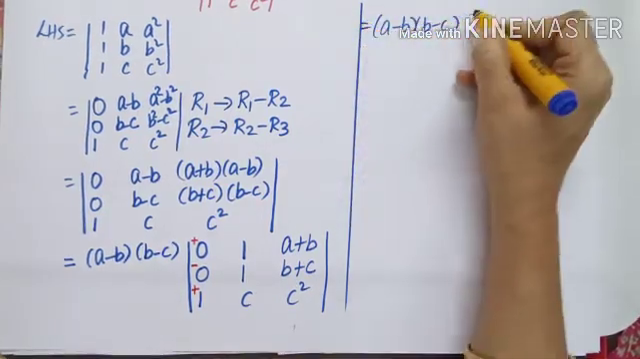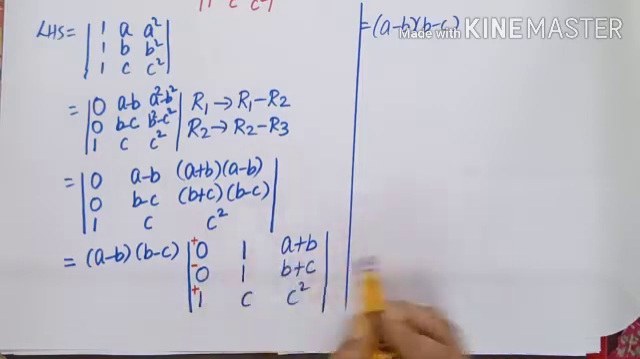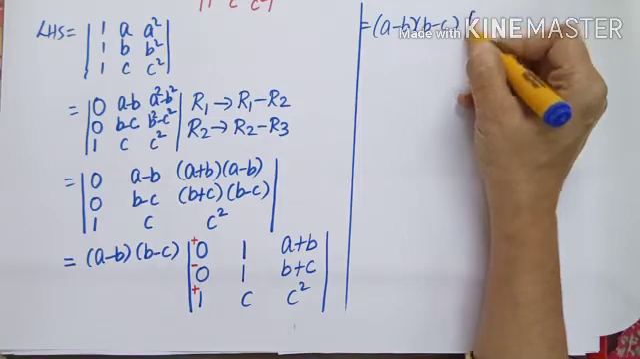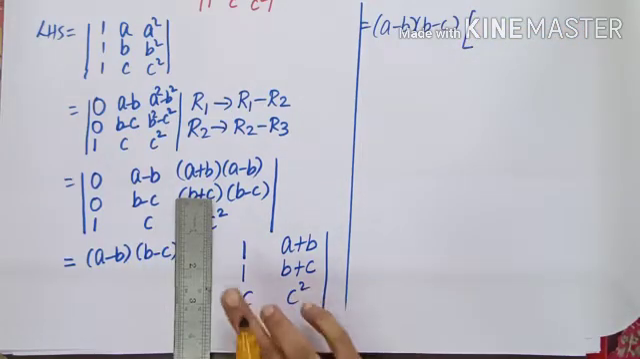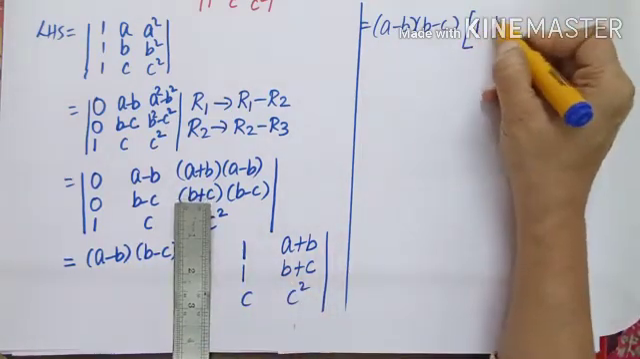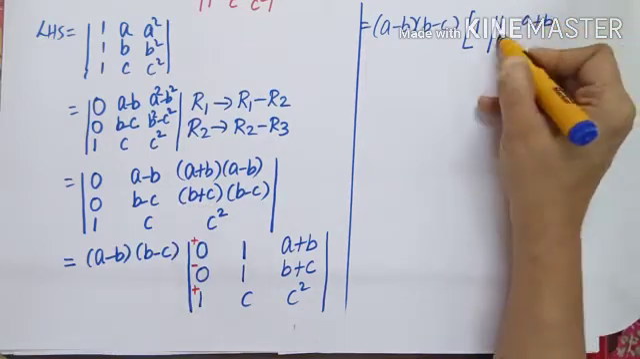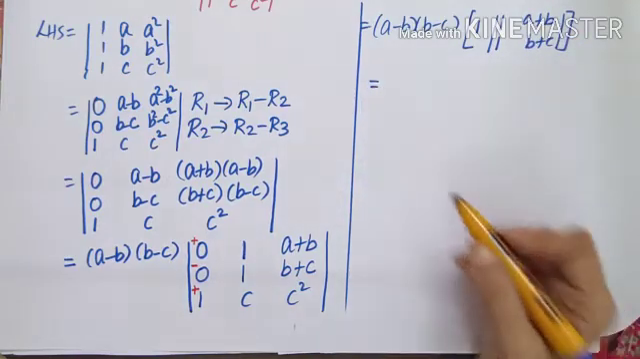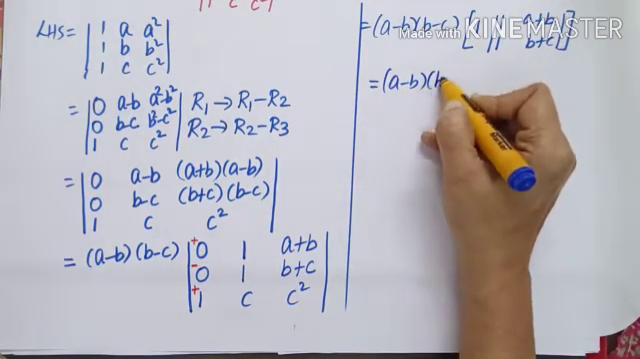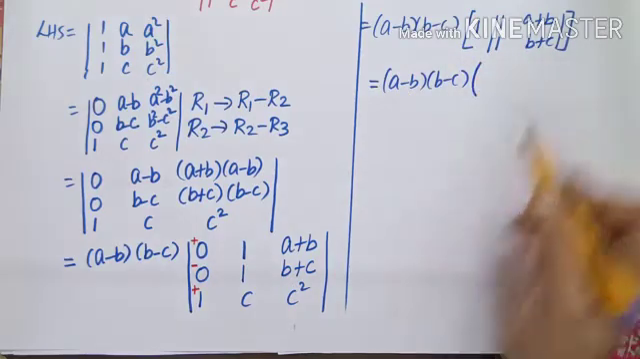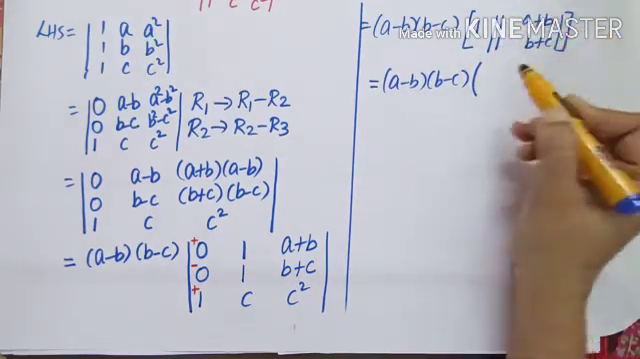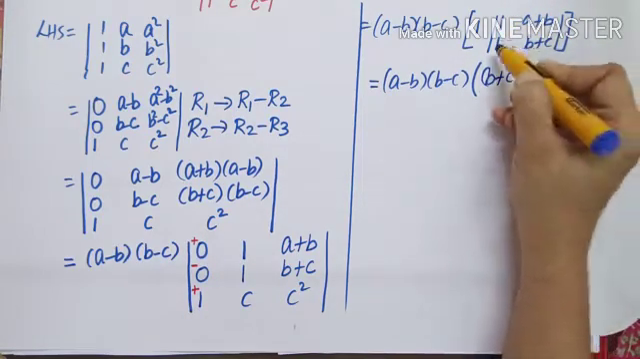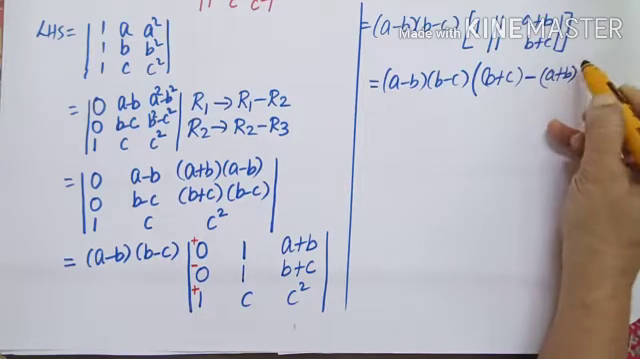Copy as it is. Here 0 into anything is 0, 0 into anything is 0, only 1 is left out. So 1 into, hide the row and column, we are left with 1 into 1 A plus B, 1 B plus C. This is equal to A minus B, B minus C into multiply, subtract. 1 into B plus C, B plus C minus 1 into A plus B, A plus B.